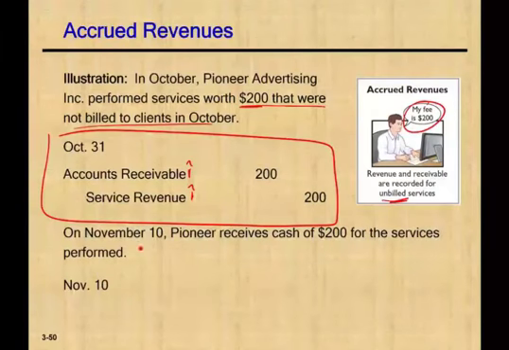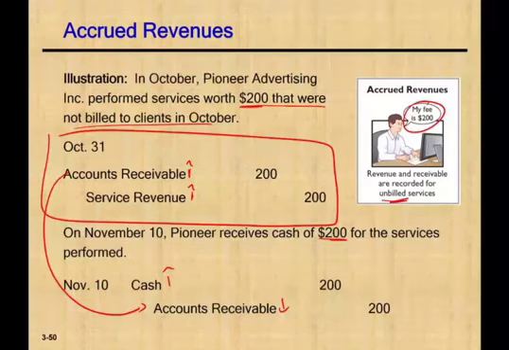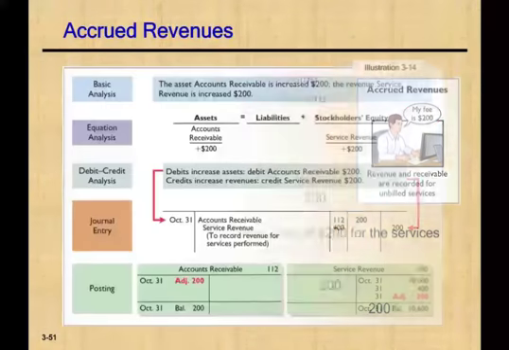Now, on November 10th, next month, Pioneer received cash of $200 for the services performed. Now, the client, whoever that client is, let's assume it's a law firm, paid us the money. So we debit cash, obviously. Cash goes up, and accounts receivable goes down. So this receivable is eliminated, and basically the accounts receivable is gone. So this is an example of accrued revenue, and this is basically how accrued revenue works.